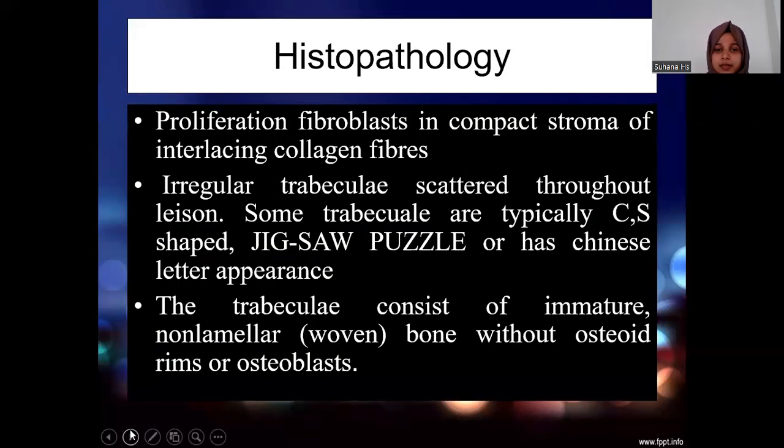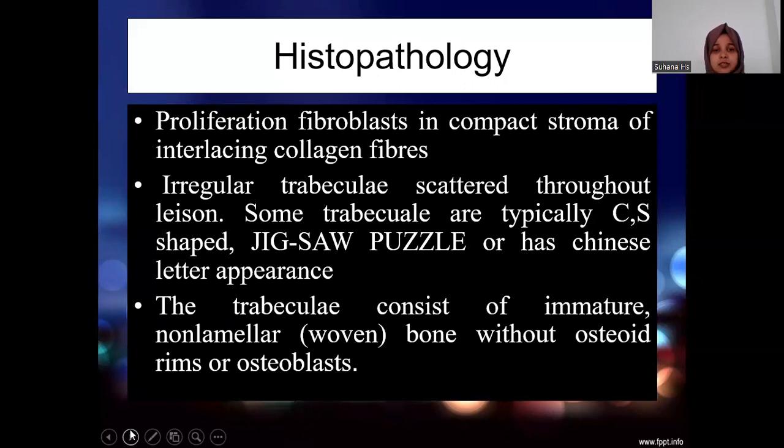Histologically, we can diagnose fibrous dysplasia due to the proliferation of fibroblasts in compact stroma, forming interlacing collagen fibers. There will be a characteristic appearance of the trabeculae, that is C- or S-shaped trabeculae, and a jigsaw puzzle pattern can also be seen, and a Chinese letter pattern appearance is also seen.